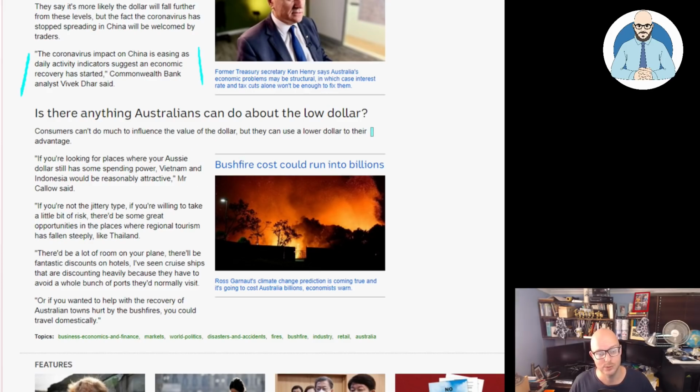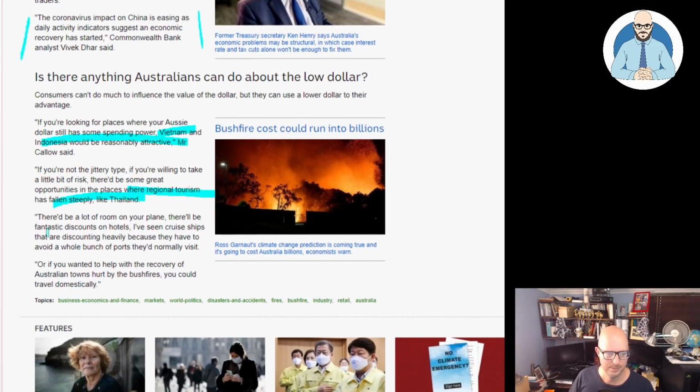Consumers can't do much to influence the value of the dollar, but they can use a lower dollar to their advantage. If you're looking for places where your Aussie dollar still has some value power, Vietnam and Indonesia will be reasonably attractive, Mr. Calloway said. If you're not the jittery type, if you're willing to take a little bit of risk, there are some great opportunities in places where regional tourism has fallen steeply, like Thailand.